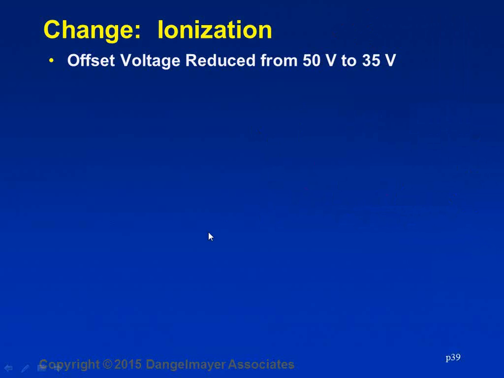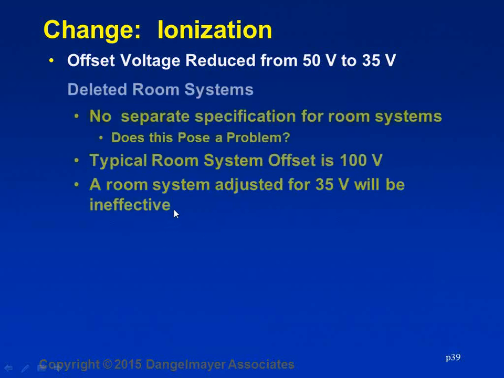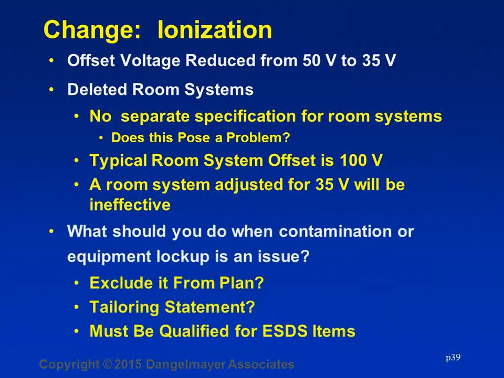In terms of ionization, the offset voltage has been reduced from 50 to 35 volts. And one of the key things, and I know it's one of Arnie's major concerns, is that the room system element has been removed from the document. So there's no separate specification now for room systems. And the question we offer here: does that pose a problem? One of the issues that comes up is that a typical room system has an offset voltage of 100 or even 150 volts.